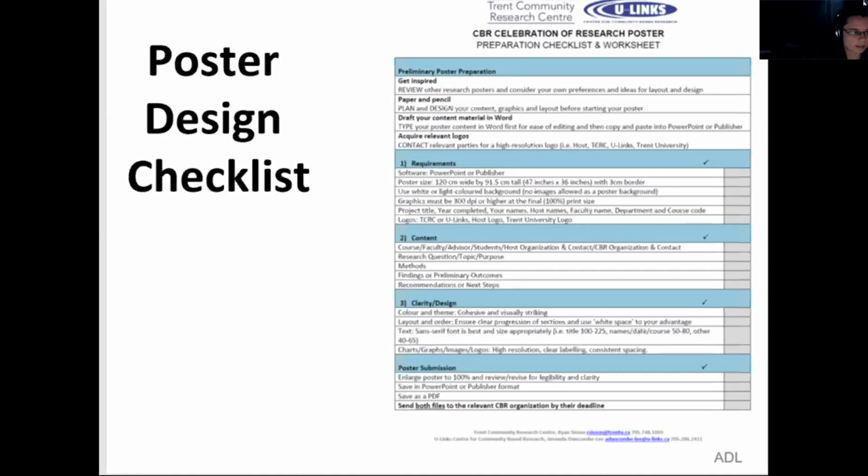I just wanted to speak quickly to the poster design checklist. This checklist, again, you can see in the CBR portal under the poster workshop section. What this does is summarize all the components for your poster that we covered today in one document, because I know it's a lot of information. So as well as having those poster slides and the notes in them, you've also got this checklist. As you're creating your poster, you can check off to make sure that you've covered all the components. That's a separate document in your CBR portal, and I would really recommend you use it before you submit your drafts to TCRC and ULinks.